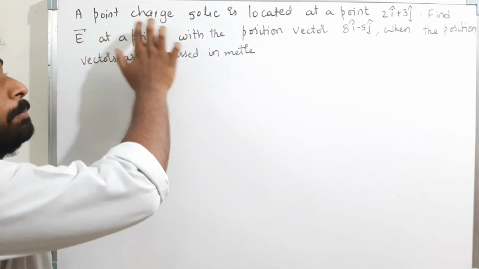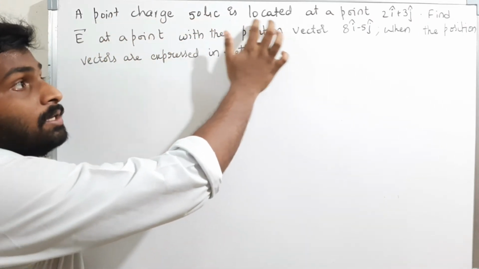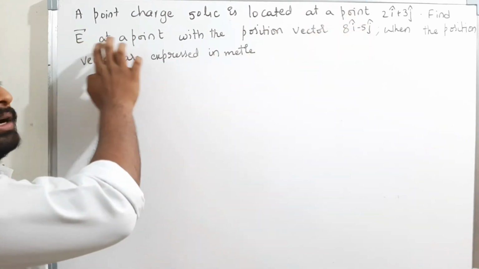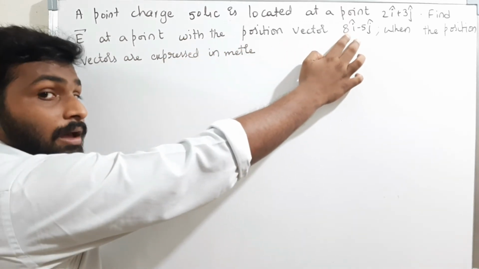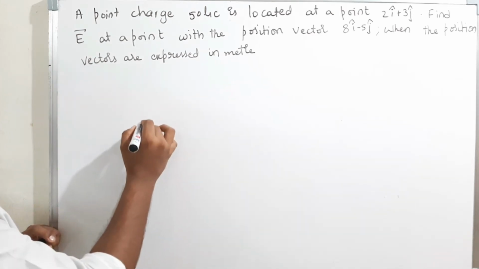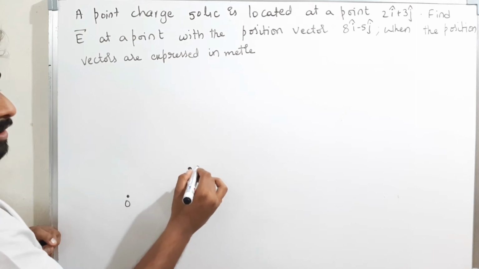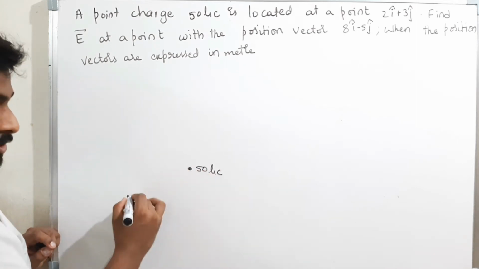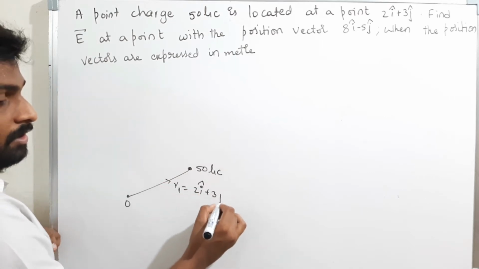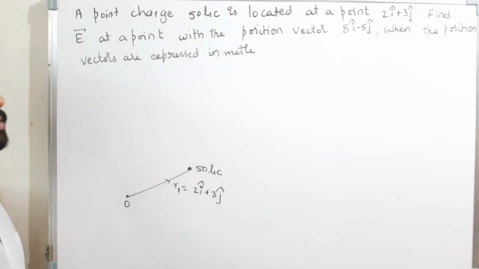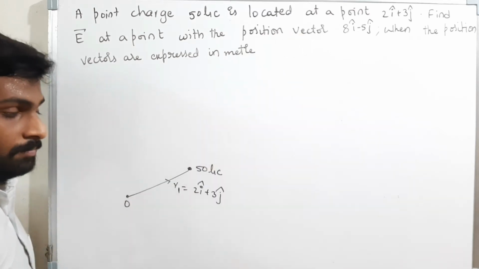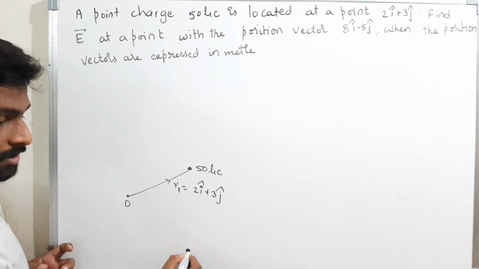Okay, see this question. A point charge of 50 microcoulombs is located at a point 2i cap plus 3j cap. Find the electric field at a point with position vector 8i cap minus 5j cap. Now see here, this is the origin and there is a point charge. This is a point charge of 50 microcoulombs, and this position vector R1 they gave us is 2i cap plus 3j cap. Okay, well and good. Now they told us to find the electric field at a position vector 8i cap minus 5j cap. That means somewhere here. This is the position vector R2.